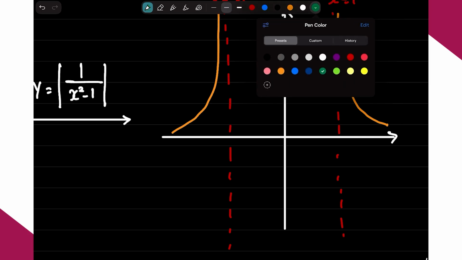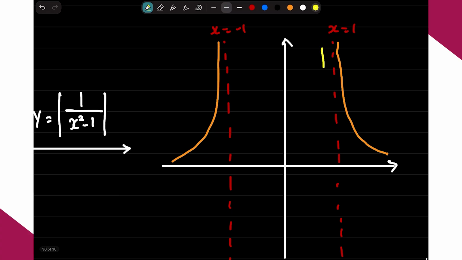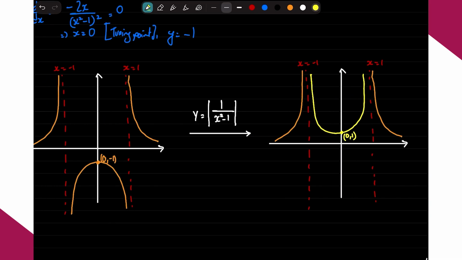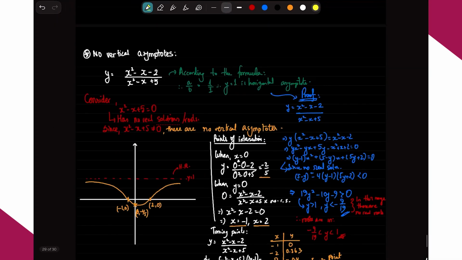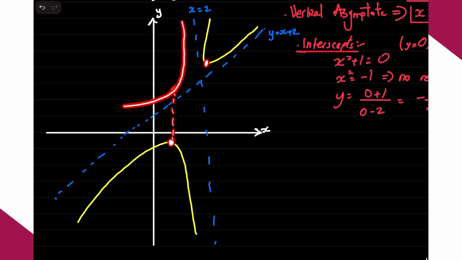I'm going to choose a different color for this, maybe yellow. All you need to do is flip the graph to positive. That's it. That's your absolute value function. That's all you need to worry about for absolute values. And that simply goes for oblique asymptotes as well. For example, if this was our oblique asymptote graph that we just drew and we needed to draw the modulus of this, if your question specifically tells you to find these points, and you do know them, simply sketch the graph like this.